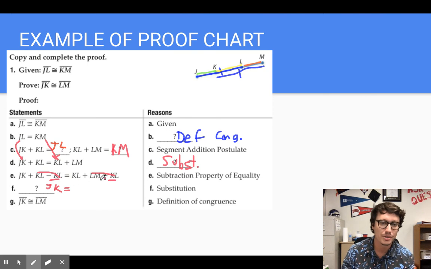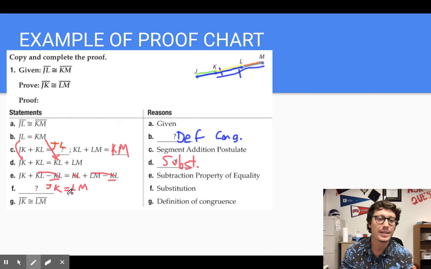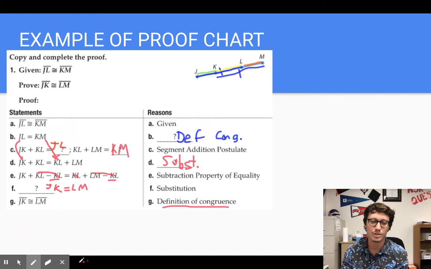Sorry. We subtracted KL, so that KL would have been canceled out, and we are left with LM. JK is equal to LM, and now whenever we switch from an equal sign to a congruent sign, we know that that is going to be the definition of congruence.